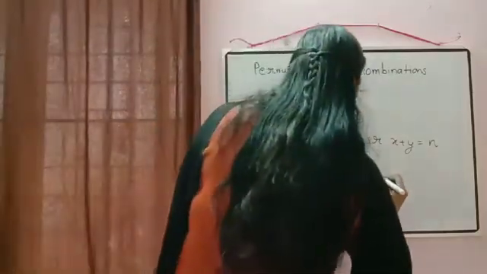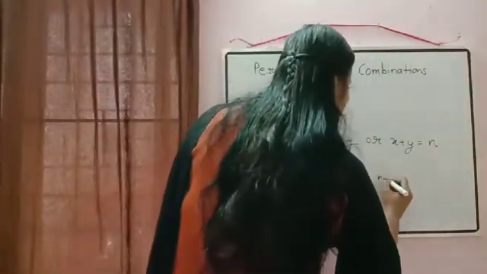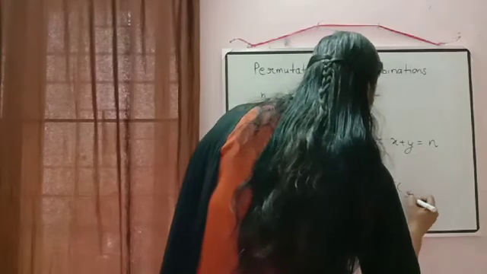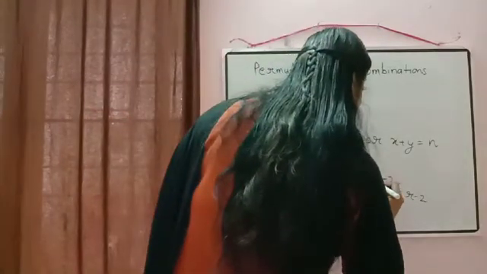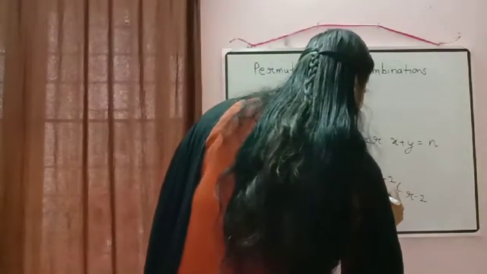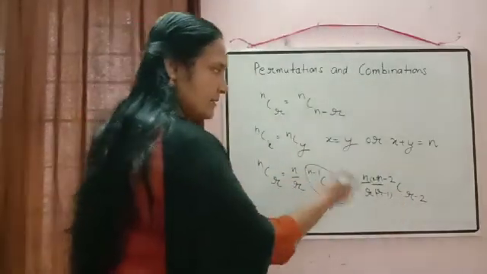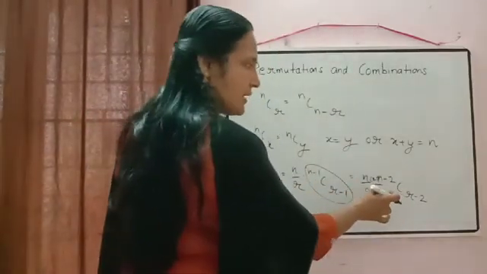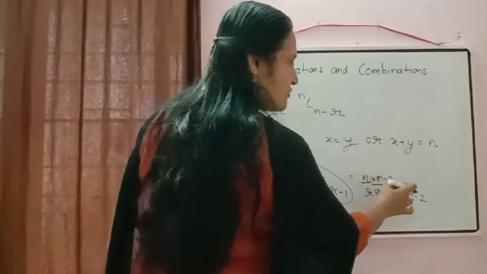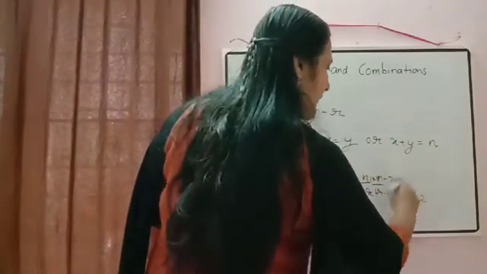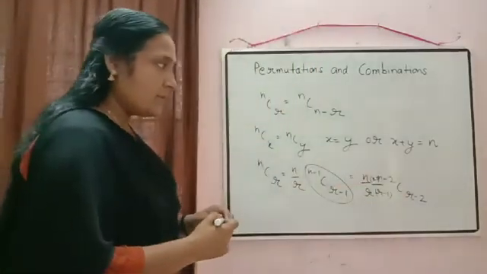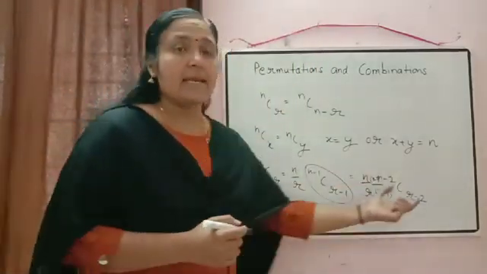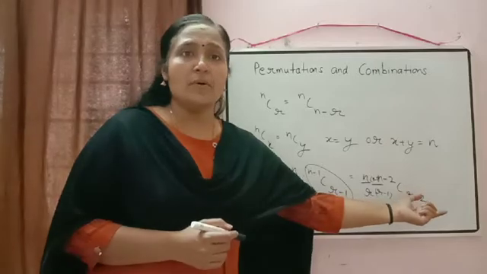Again we subtract 1, so it can be written as (n minus 2) C (r minus 2), with the factor (n minus 1) by (r minus 1). So first N by R, then (n minus 1) by (r minus 1) into (n minus 2) C (r minus 2). Again we can apply the same property here, and in this way we can continue until the denominator is equal to 1.